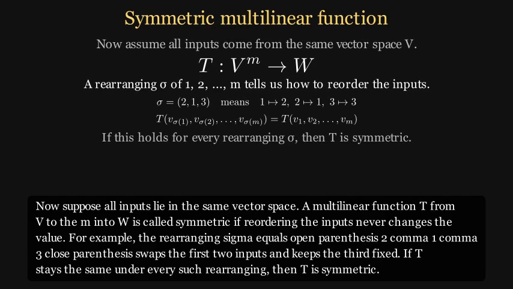Now suppose all inputs lie in the same vector space. A multilinear function t from V to the m into W is called symmetric if reordering the inputs never changes the value. For example, the rearranging sigma equals (2, 1, 3) swaps the first two inputs and keeps the third fixed. If t stays the same under every such rearranging, then t is symmetric.